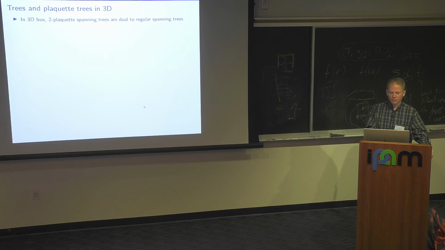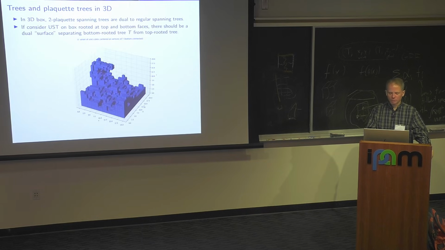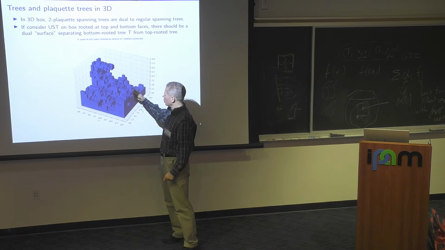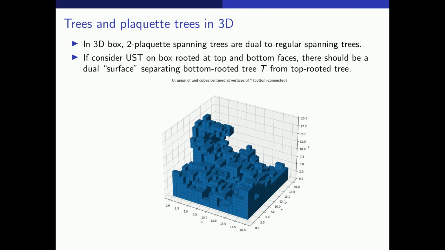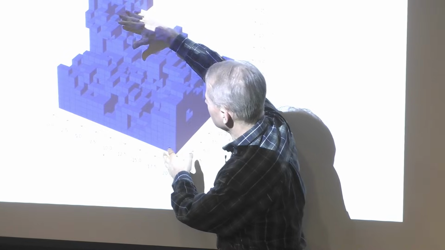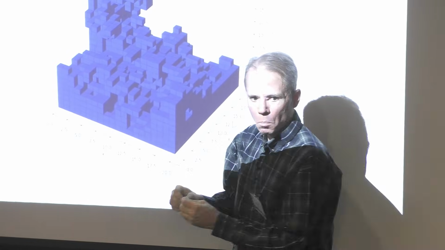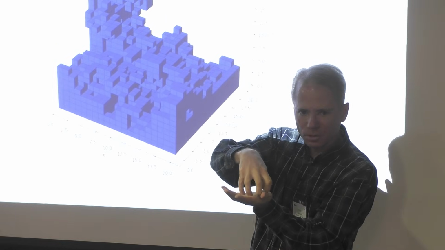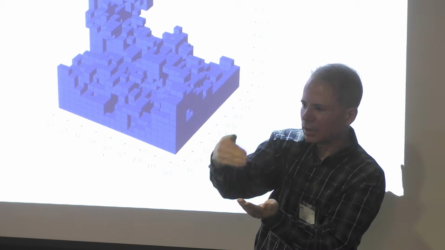So in 3D, it turns out the 2 plaquette spanning trees are just dual to regular spanning trees. So what I did here is just took a uniform spanning tree rooted at the top and the bottom of a cube. You can just do Wilson's algorithm, run a loop-erased random walk and stop when you hit the bottom of the cube or you hit the top. Otherwise you reflect off the sides. And you get some sort of a nice tree: you take everything that hits the bottom, and that's some tree rooted at the bottom, and then you replace each one of those points with a cube, and you look at the faces around the boundary of the cube.